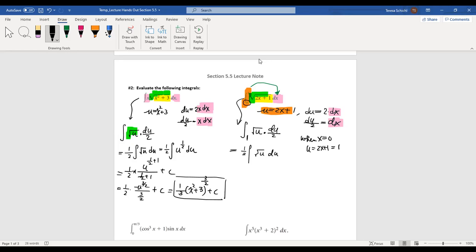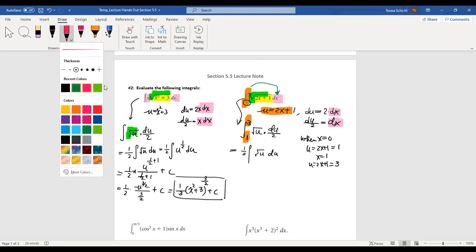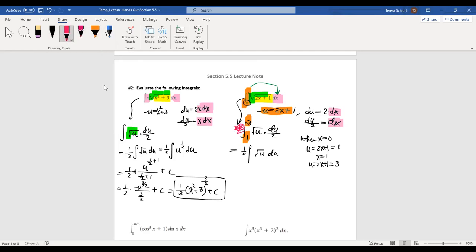And then when x equals 1, u is equal to 2x plus 1. So what is this boundary here? It's 3. So you change the boundary to 1 and 3. So be very careful here, because your boundary has to change.